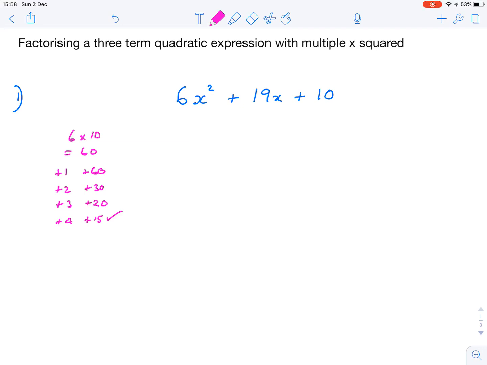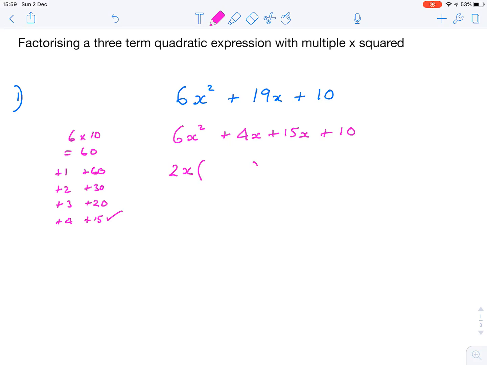So what I do now is I rewrite the expression, splitting the x's into two lots. So it's plus 4x plus 15x, and then I've got the plus 10. And now we look to factorise the front two terms, the 6x squared plus 4x. And the biggest common factor I can get there is 2x.